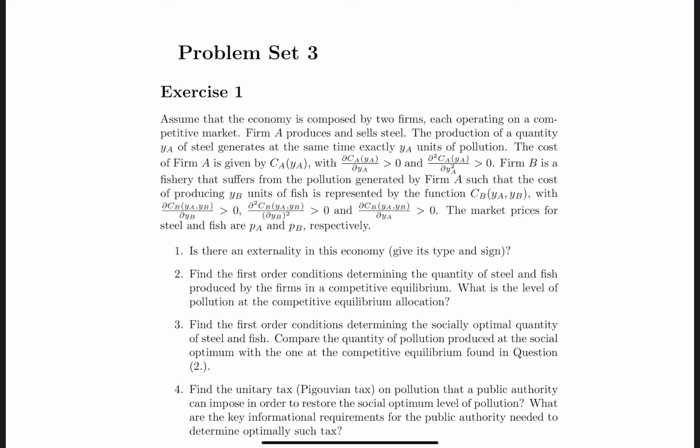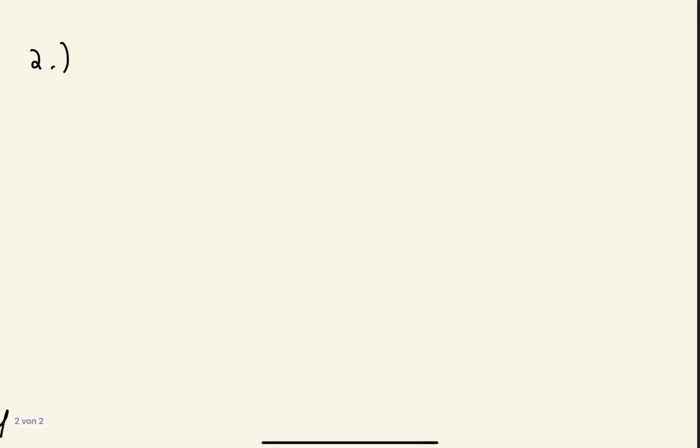So in this exercise, we basically assume that the firms are competing in a non-cooperative way. So each firm is simply looking at its own objective function. In this example, they're looking at their own profit functions and then maximizing according to this profit function with respect to their amount of steel or fish produced. Okay, so let us write down the optimization problems.